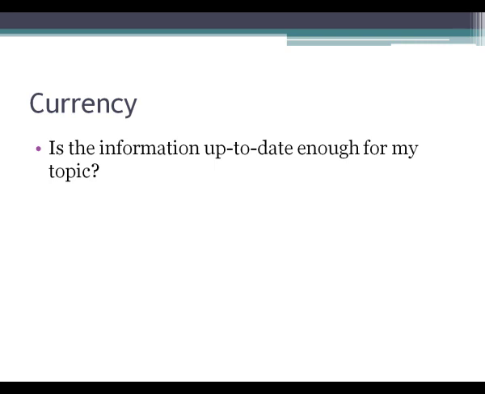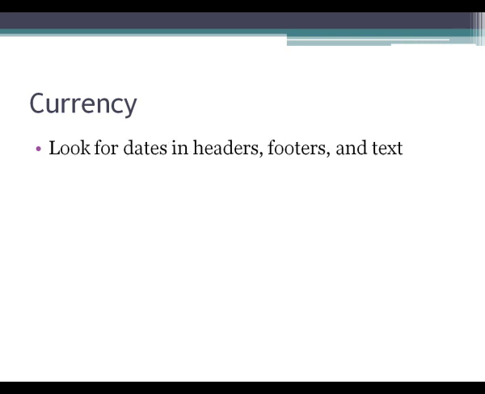For example, rapid advancements in science make it necessary to look for very current information when researching in this area. A research project in history, however, may have less stringent requirements for currency. When looking for information to determine currency, look in the headers or footers or in the text of the page.